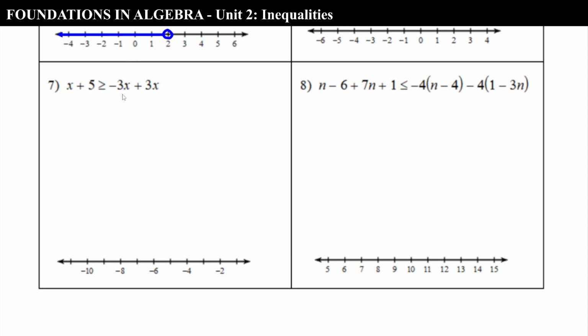For number 7 here, let's combine like terms first. So we have x plus 5 is greater than or equal to negative 3x plus 3x gives us 0. And now we'll just subtract 5 from each side. So we have x is greater than or equal to negative 5. So our one solution, we're going to fill in the dot at negative 5, and we are going to shade to the right.